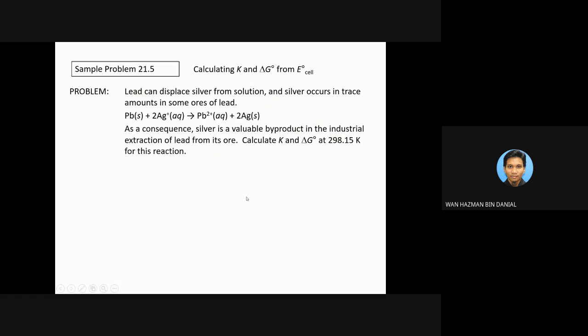Kejap kita rest sekejap lah. 5 minit boleh? Okey doktor, boleh? Okay, dah.